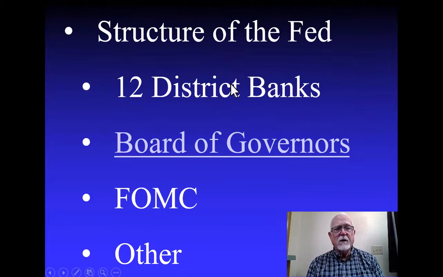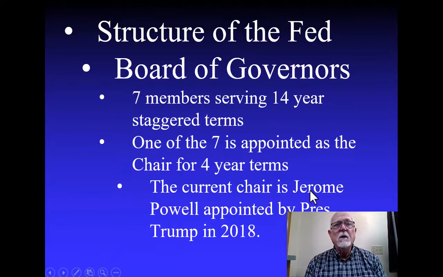There's 12 district banks. That's why I said there's not one central bank, but 12. Overseeing the whole system is a Board of Governors. And then there's another important committee called the Federal Open Market Committee. And then there's others, like the Federal Advisory Committee, for example. Now, in terms of the Board of Governors, these are 7 members that oversee the entire system, and they serve 14-year staggered terms. That's the idea that everyone on the board's not changing at the same time. So it's to provide some continuity.